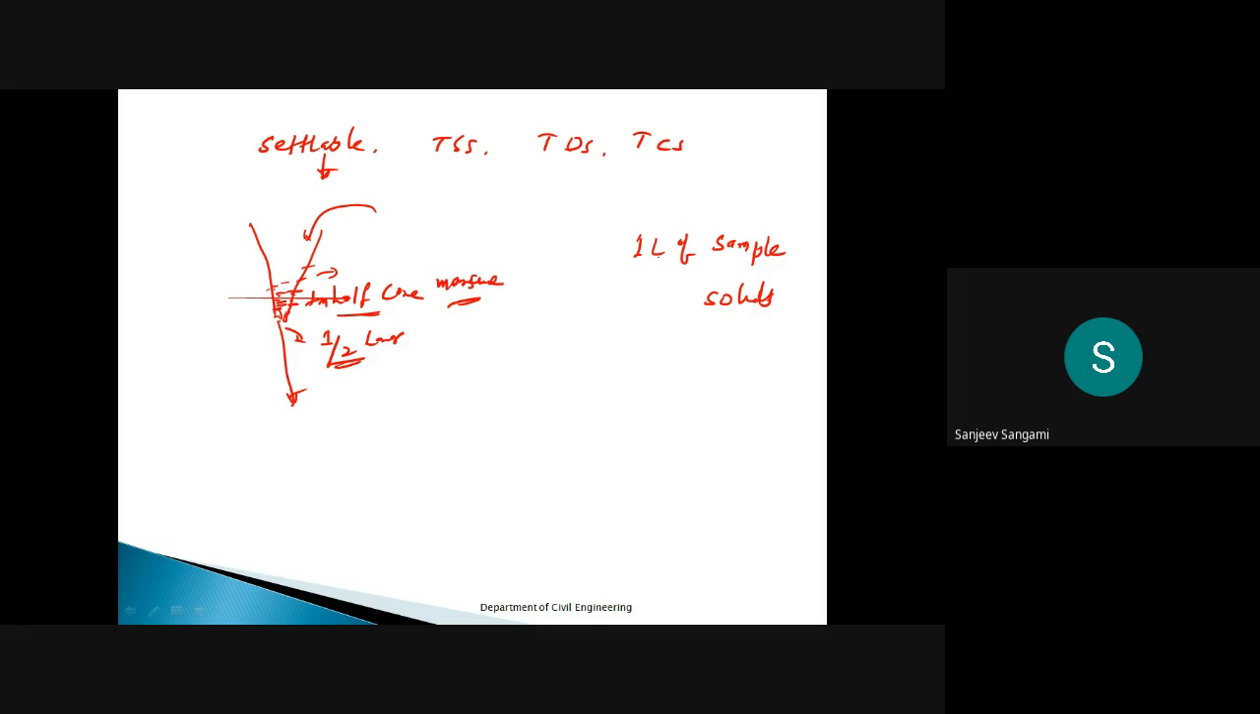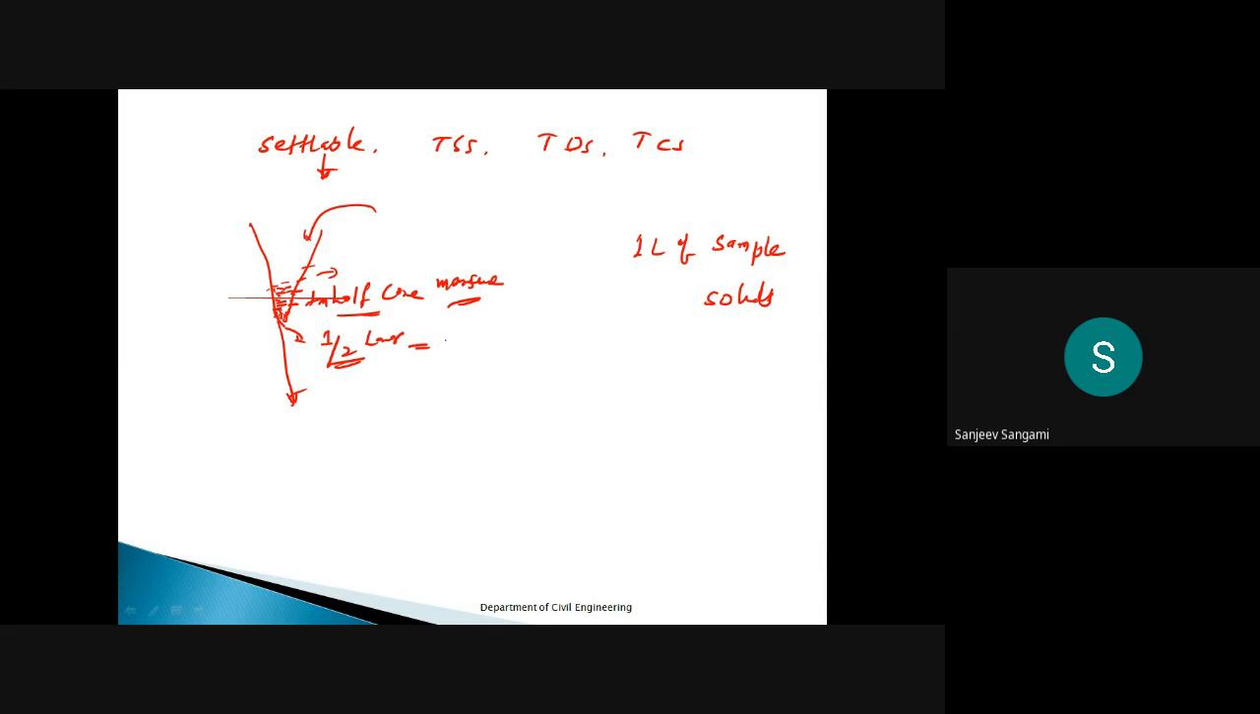First, you are taking 1 liter of sample which contains solids. We don't know what kind of solids are there initially. Then transfer that sample to this Imhoff cone and wait for half an hour. After half an hour, those solids which settle under the influence of gravity can be measured. At the bottom you can see the thick precipitate, whatever mud it is, which will settle under the influence of gravity.